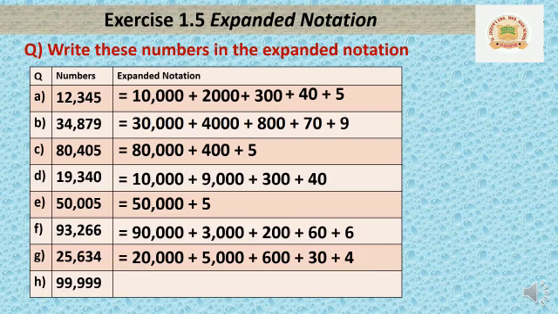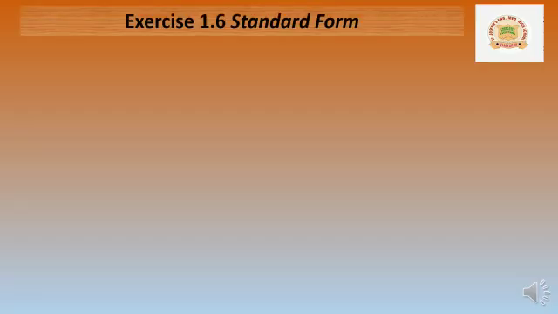Now H question. 99,999. This is the biggest 5-digit number because in all the places we are having the biggest single digit. So let us write the expanded notation. 90,000 plus 9,000 plus 900 plus 90 plus 9. This is the method to write the expanded notation. Let us move to the next part of our video, that is writing the standard form, that is exercise number 1.6. Let us do one example to understand this concept.